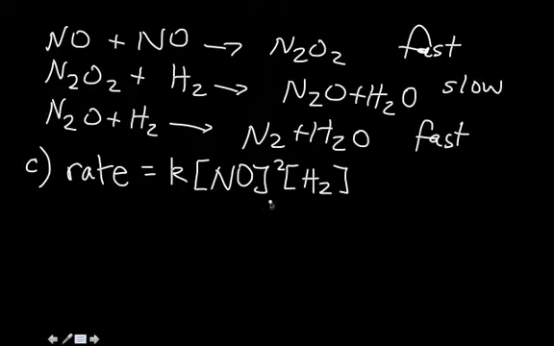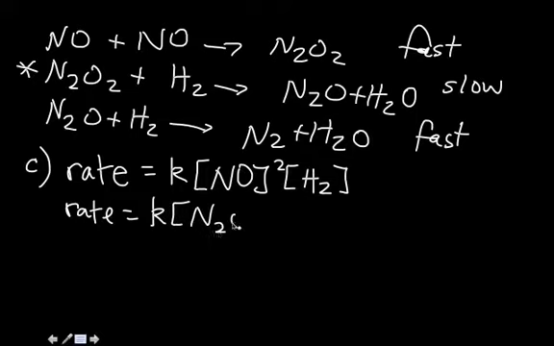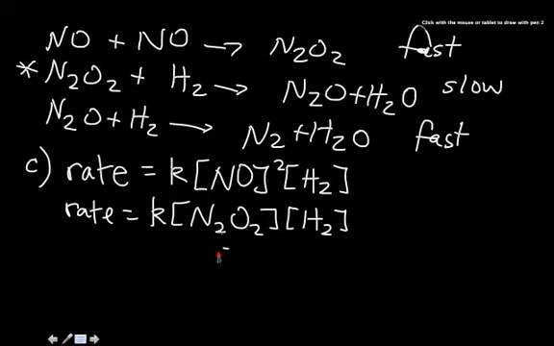Let's see where that came from before we answer the rest of the question. You see this step, step 2, is our rate determining step, right? And for that to happen, we would need to have the collision of N2O2 with H2. And that problem in that rate law is right here. N2O2 is an intermediate, so we don't get to list that in the actual rate law, but we come back here and see where did that form.